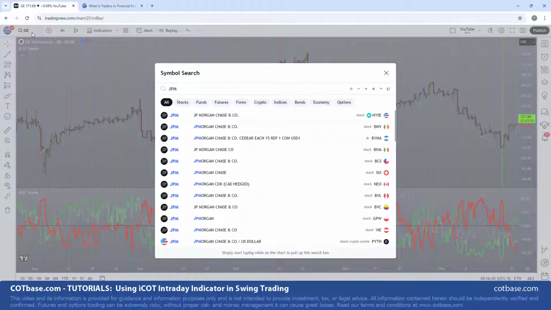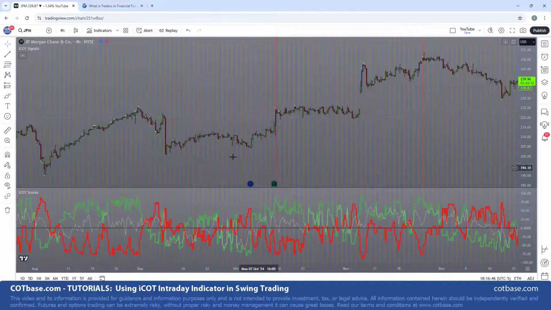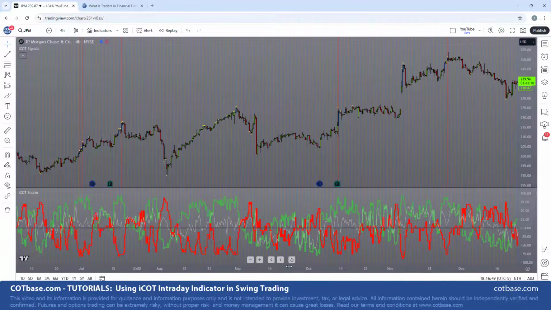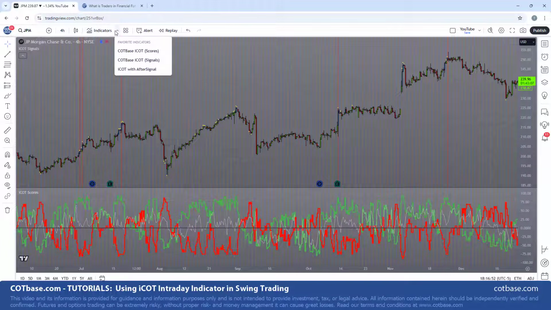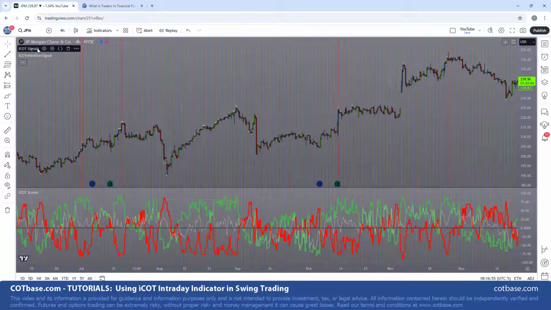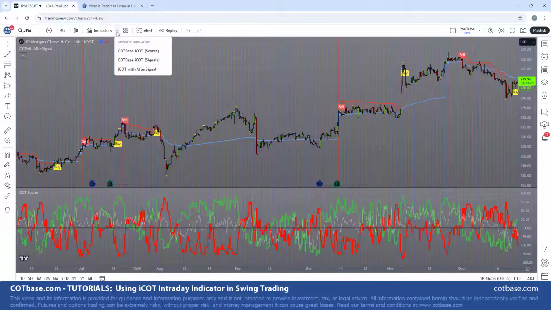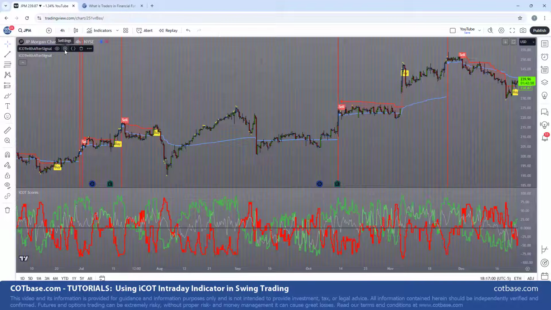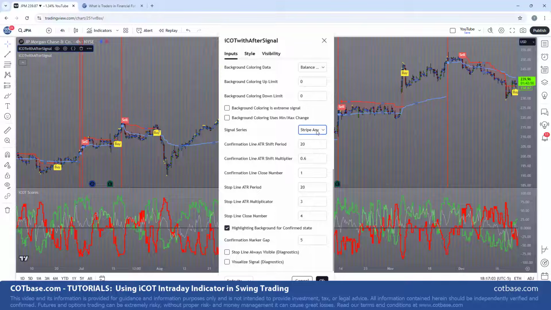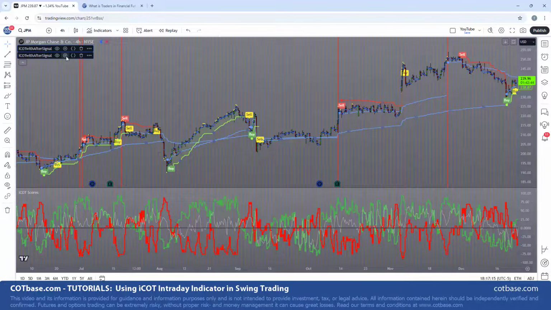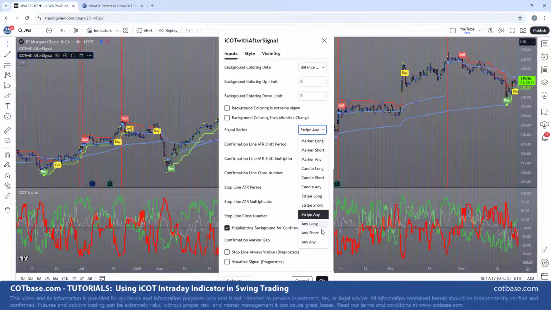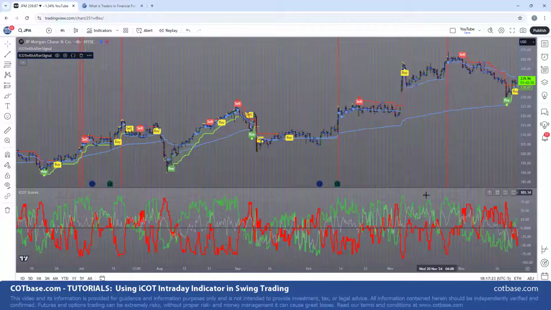Let's go to the financial sector, JP Morgan. Here we have another great example, and I can actually show you that what we can do is add the iCOT Intraday Indicator with after signal. This is an updated version of the indicator where the indicator will help you identify good buying and selling opportunities. By default, this indicator is only acting on stripe signals, but what I like to do is look at all the different signal types. So what I'm doing here right now is changing from stripe signals to any kind of signal. And there we go.